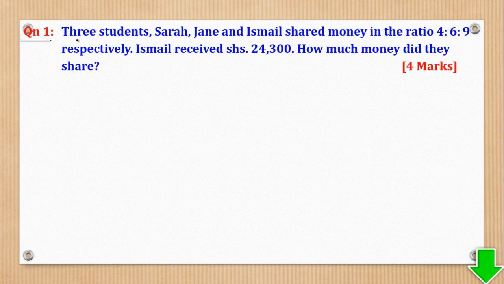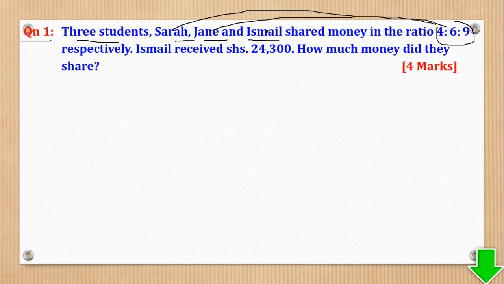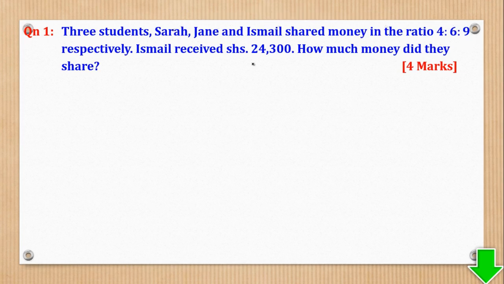So question 1 says, 3 students, Sarah, Jane, and Ismail, shared money in the ratio 4:6:9, respectively. That means that Sarah's ratio was 4, Jane's ratio was 6, and Ismail's ratio was 9. Ismail received shillings 24,300. How much did they share?